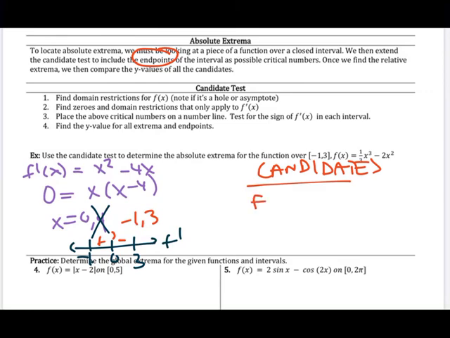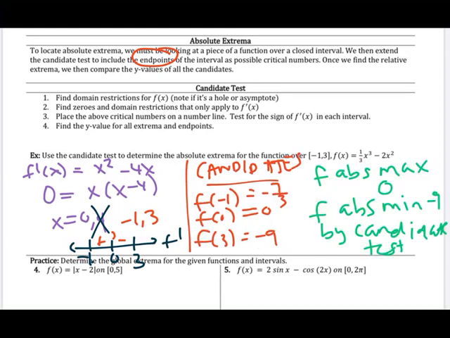We need to look at what happens when x is -1, what happens when x is 0, and what happens when x is 3. So we're just plugging all three of those numbers into the original function. So -1 gives us 7/3, 0 gives us 0, 3 gives us -9. And then we're literally just identifying what is the biggest number here, 0. That's going to be the absolute maximum of the function is 0, and that happens when x is equal to 0. The absolute minimum of the function is -9, and that happens when x equals 3. And we can say that by the candidate test.